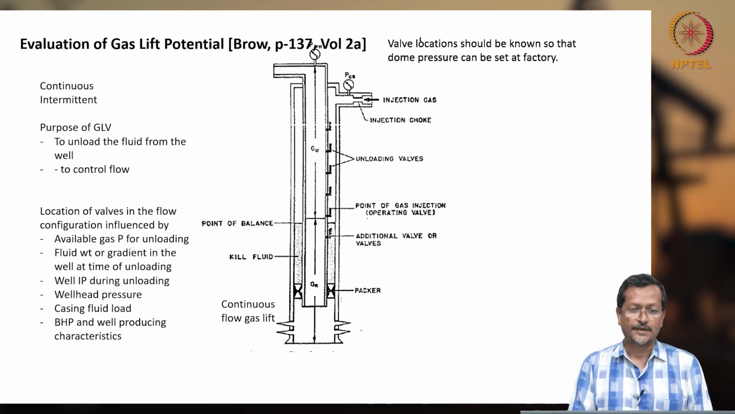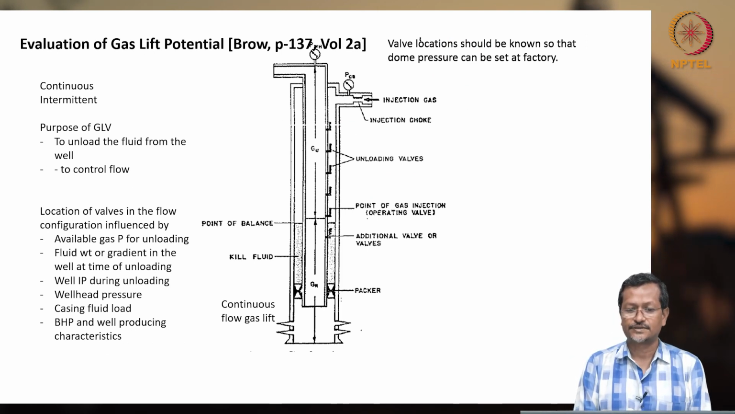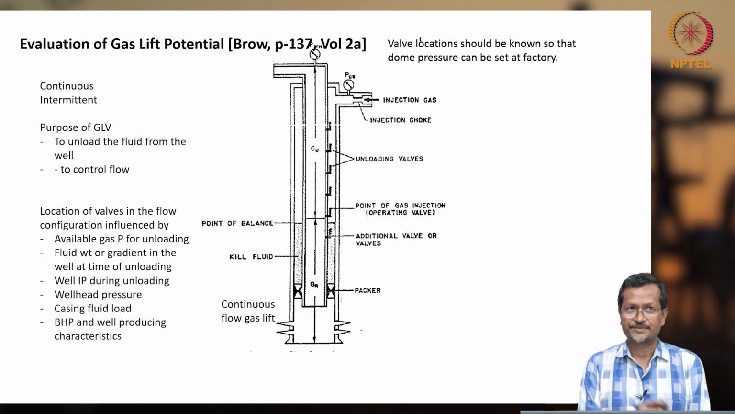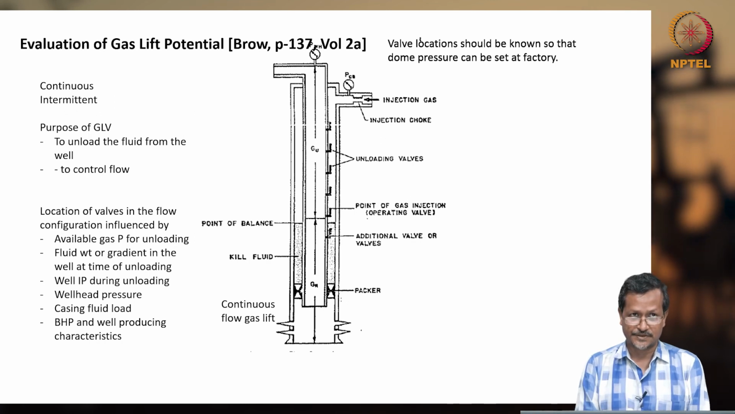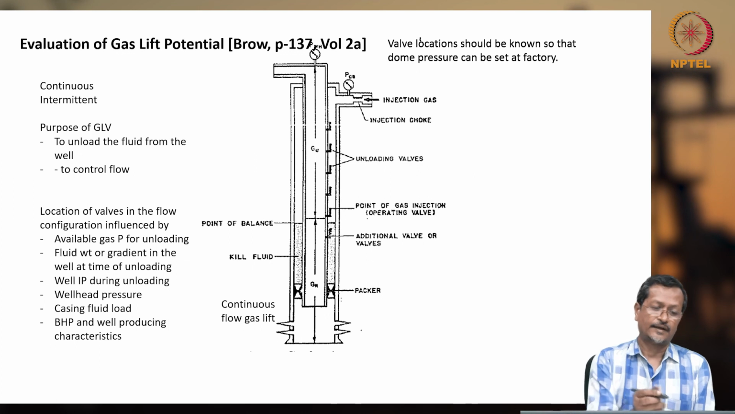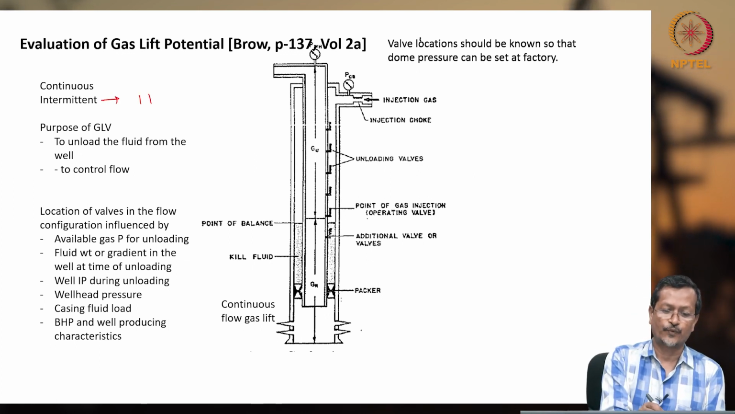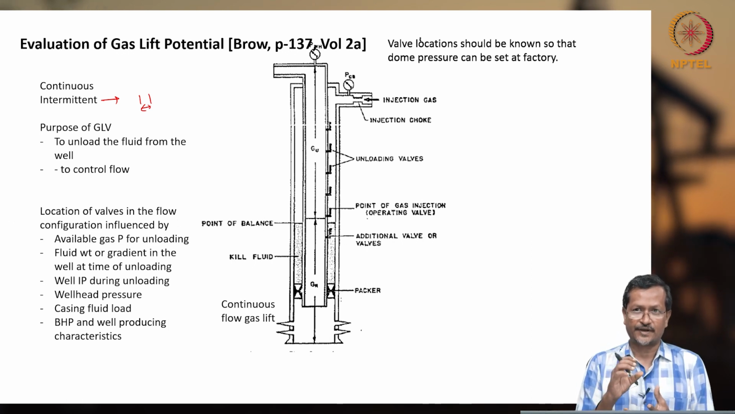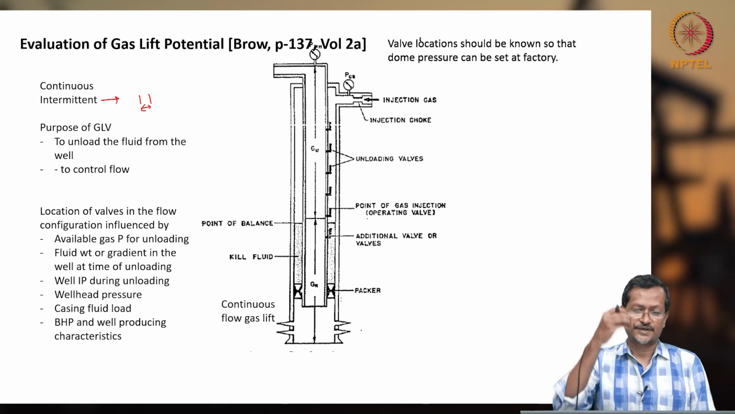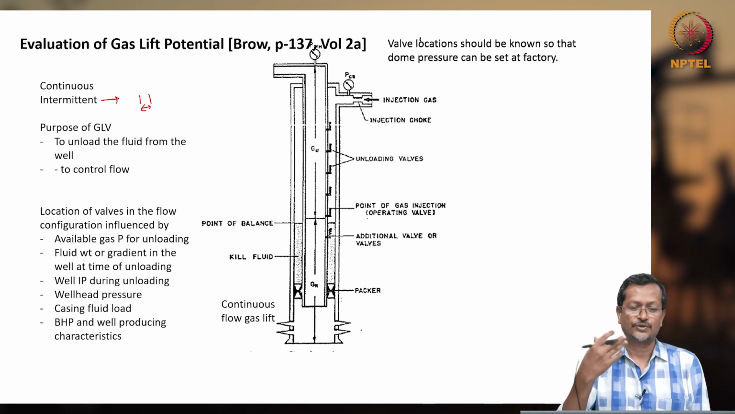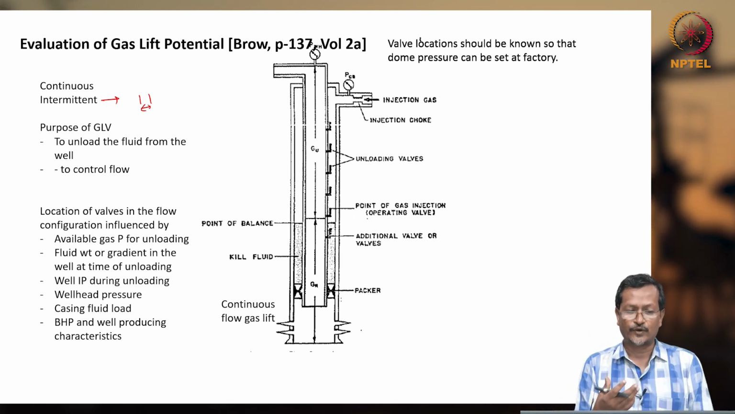Evaluation of gas lift potential, taken from the Kermit Brown book. There are two types of gas lift system, continuous and intermittent. A continuous gas lift system normally has a very low port diameter and a lower gas injection rate. In an intermittent gas lift system, the port diameter is larger and a very large amount of gas is injected, because after a certain time you inject gas, stop for a certain time, and inject again. So you need a larger port area and a higher amount of gas in one go.